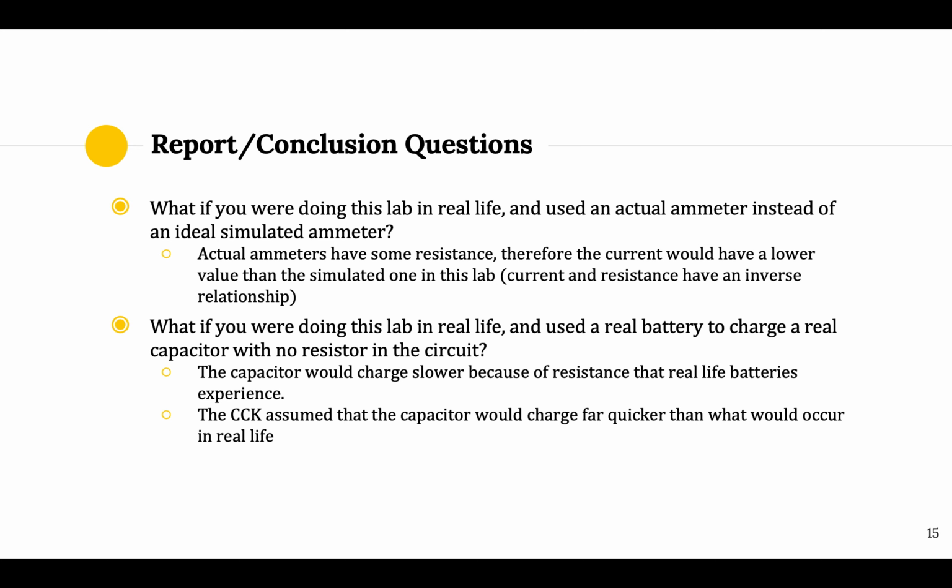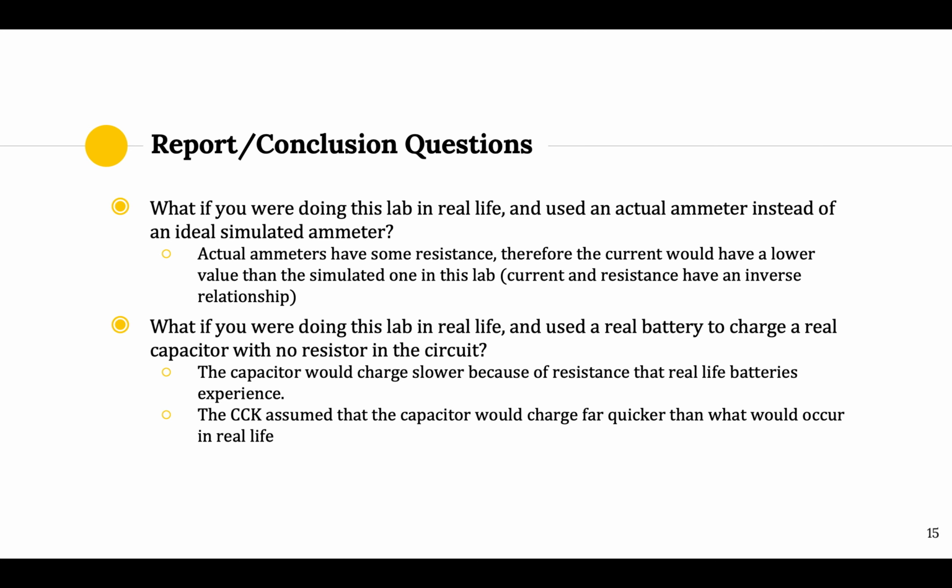Finally, the report and conclusion questions. First, what if you were doing this lab in real life and used an actual ammeter instead of an ideal simulated ammeter? Actual ammeters have some resistance, therefore the current would have a lower value than the simulated one in this lab. Because current and resistance have an inverse relationship, if the resistance of the actual ammeter was higher, then the current would be lower.